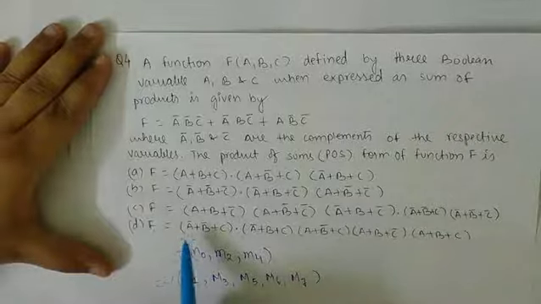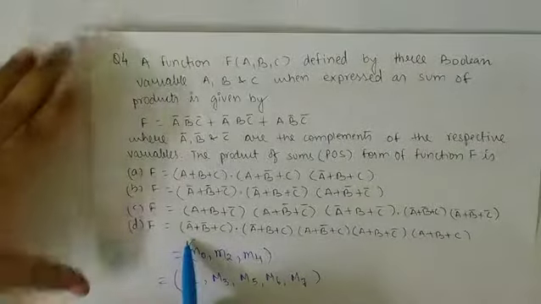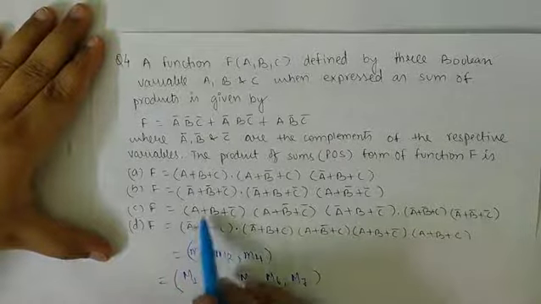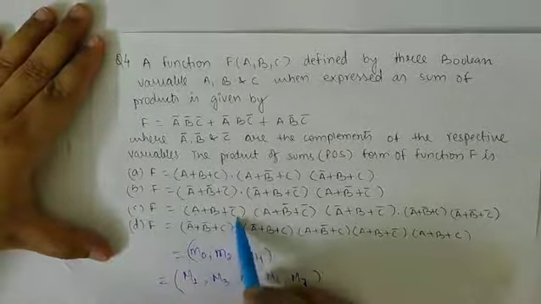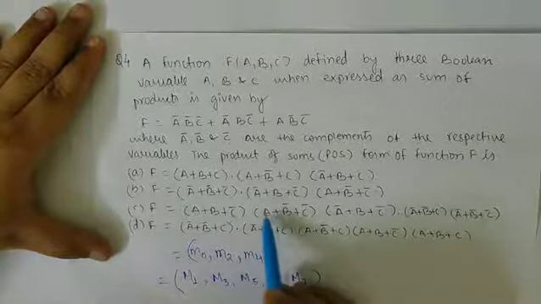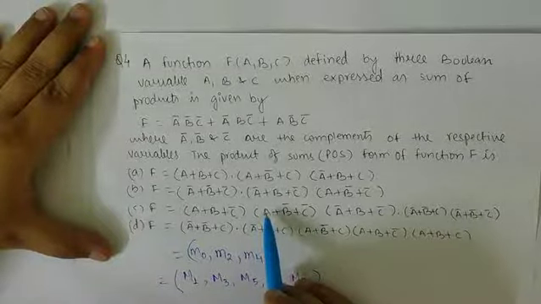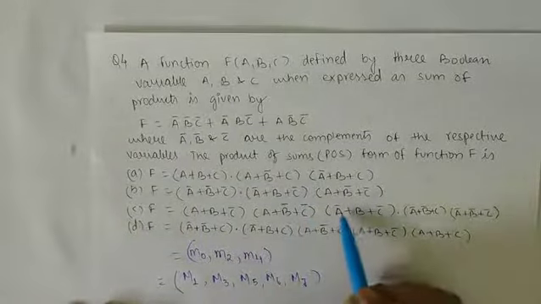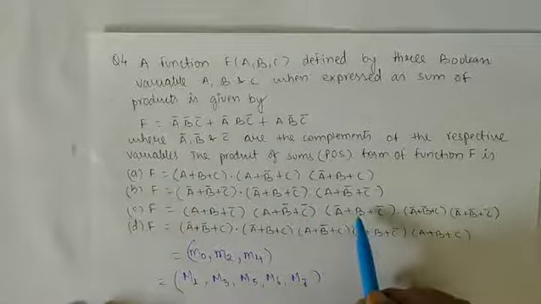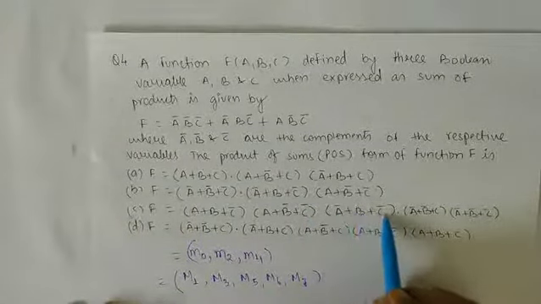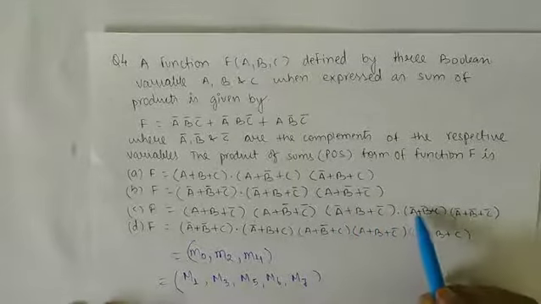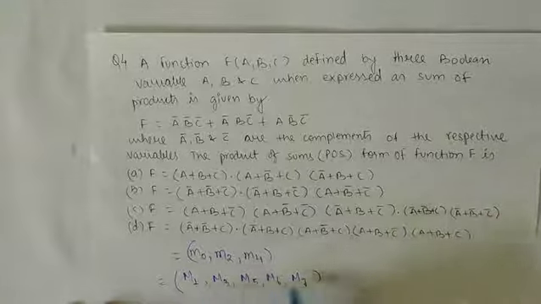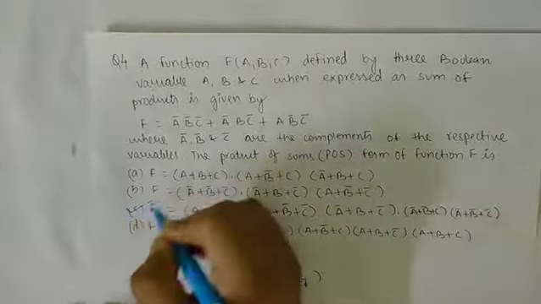So from here we can say that the answer is, this is 0 0 1 1, 0 1 1 3, 0 1 0 1 5, 1 1 0 6 and 1 1 1 7. That means this is the correct answer.